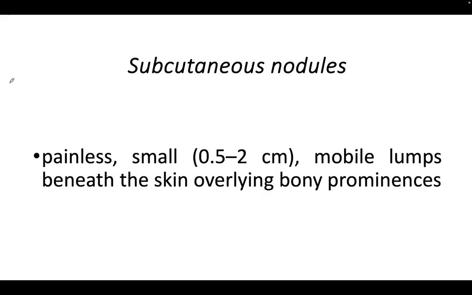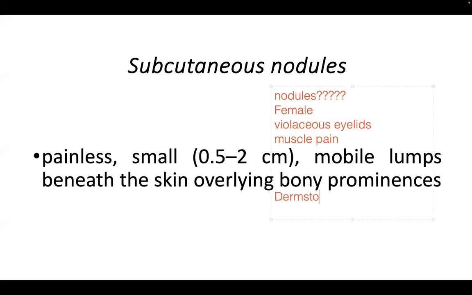Now, what do we call the nodules? Let's try to play fill in the blanks, see how good your comprehension is. I'm asking for nodules in a female presenting with a violaceous rash on the eyelids, and she's complaining of muscle pain. So first, what's the diagnosis here? You need to level up your comprehension if you want to top the exam. So what is the condition? Okay, this is dermatomyositis. Very good.